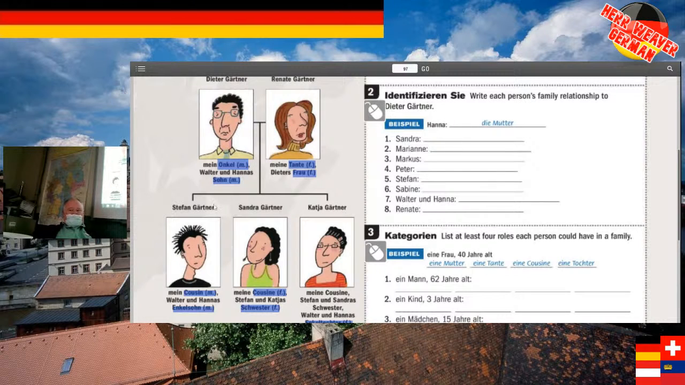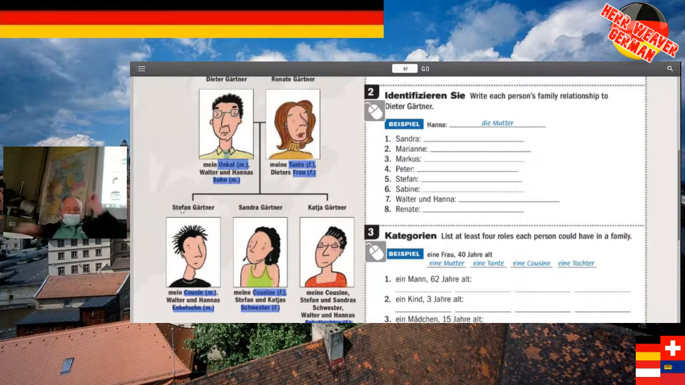Is Stefan Gärtner Sandra Gärtner's Bruder? No. Yeah. Let's think about the other side of it now with Sabina. Ist Stefan Gärtner Sabina's Nichte? Nichte? No. No. Nine is correct, but what is he to Sabina? Nichte? Nine? Oh, Cousin. Cousin, ja?